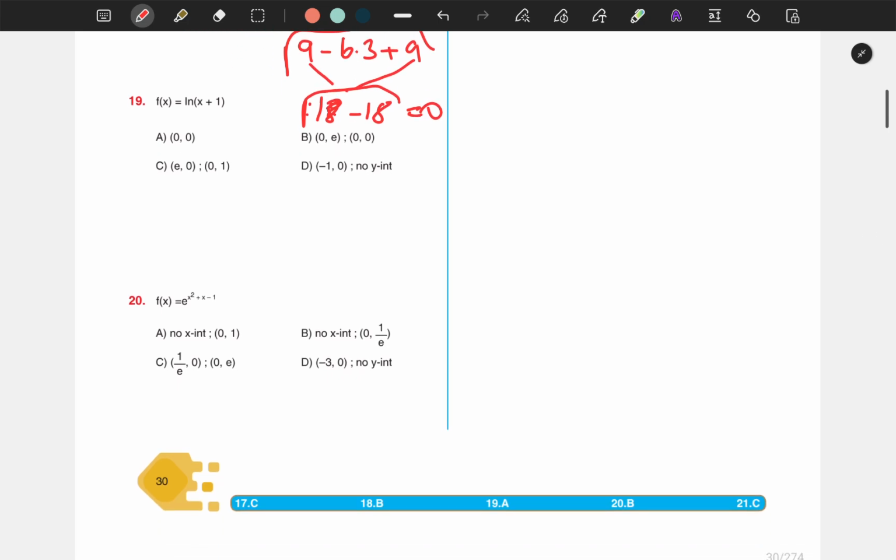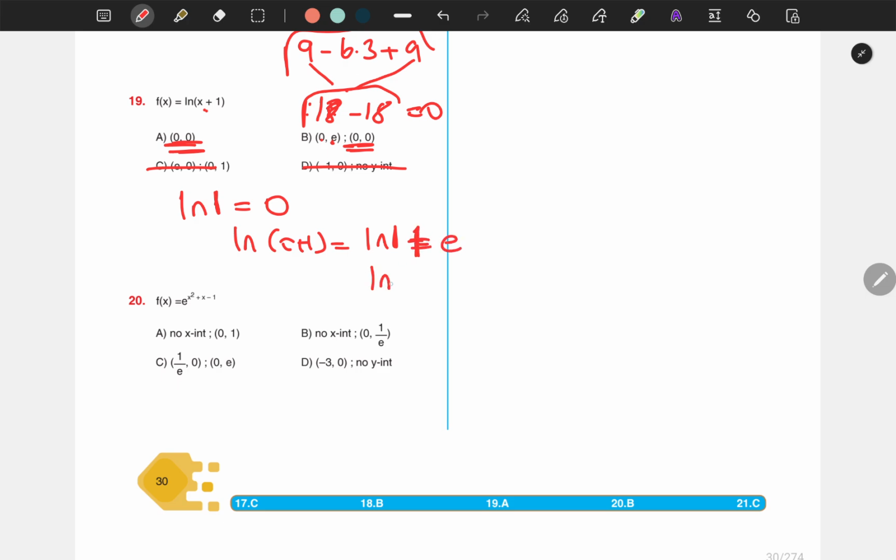Question 19. It is very easy, guys. For option A, replace 0. 0 plus 1, 1. ln 1 is always equal to 0, guys. It means that 0, 0, it is correct. Next one, if I replace x with 0, I must get the e, isn't it? Let me check. 0 plus 1 is equal to ln 1. Guys, ln 1 is not equal to e. ln 1 is equal to 0. So because of this, B is wrong. A is the only correct option.